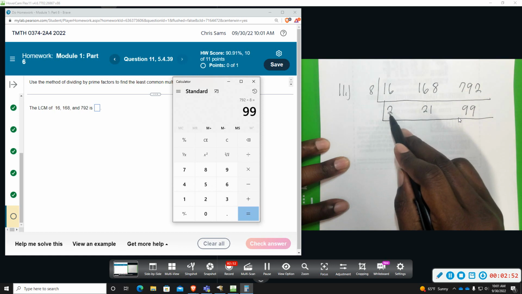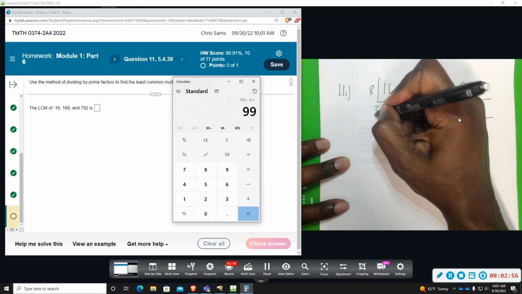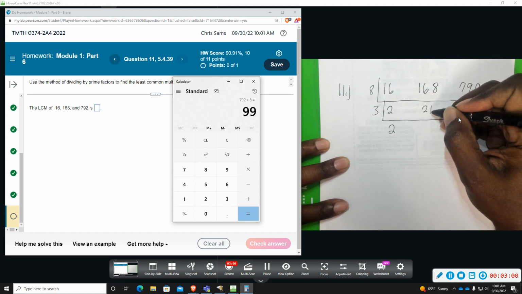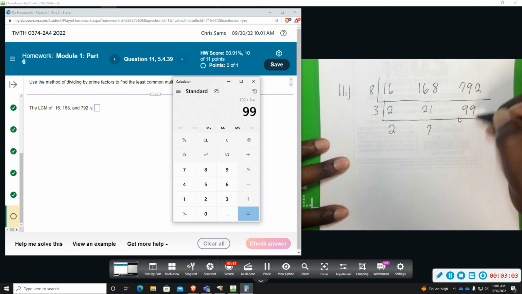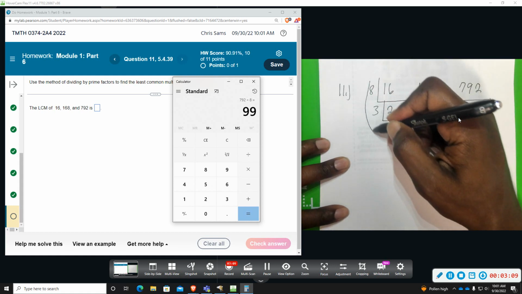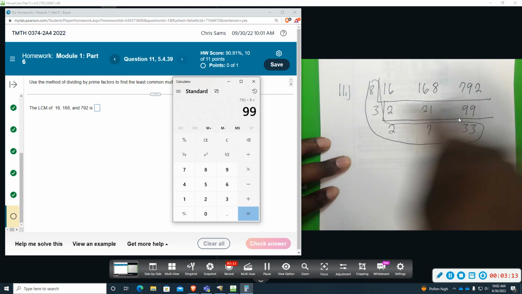All right, and then this is prime, but these two are divisible by 3. So I'm going to divide by 3 now. Leave the 2 as it is. Divide by 3, that's a 7. Divide by 3, 33. Now they're all prime to each other, so we're just going to multiply the outside numbers. That's going to give us our LCM. Everything on the outside.